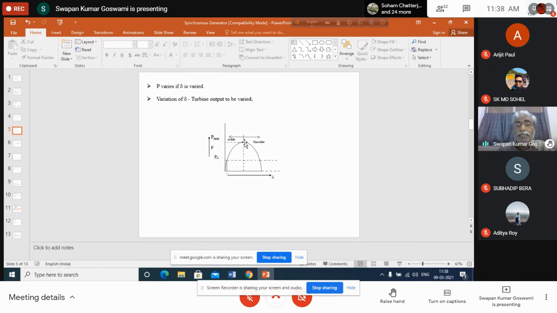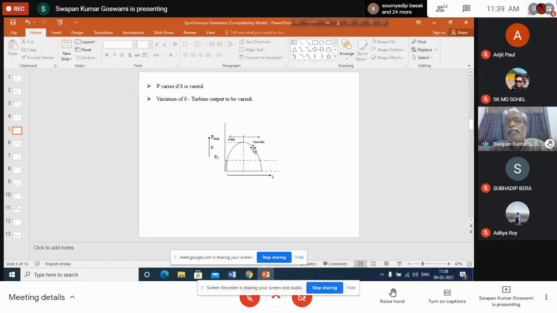Now, if this is the operating point, and you make any attempt to increase the input power further by raising the power input line, then what will happen? Obviously, the input power line will always be above the output power curve. As a result, the generator will always accelerate. There will be no chance of decelerating. The generator cannot decelerate any further.